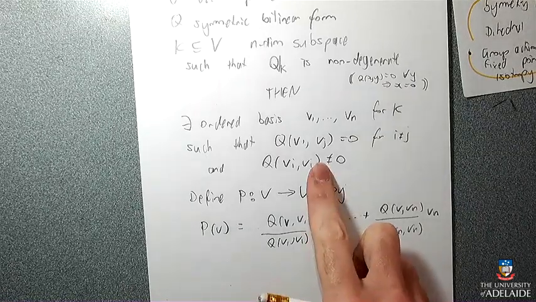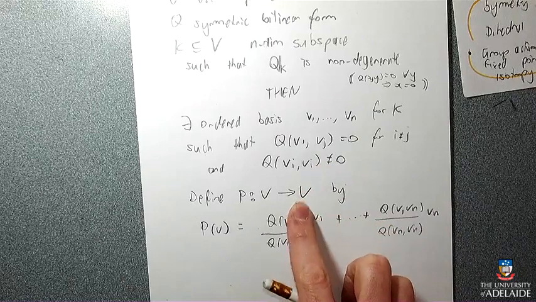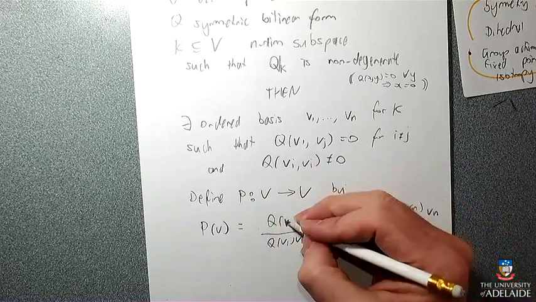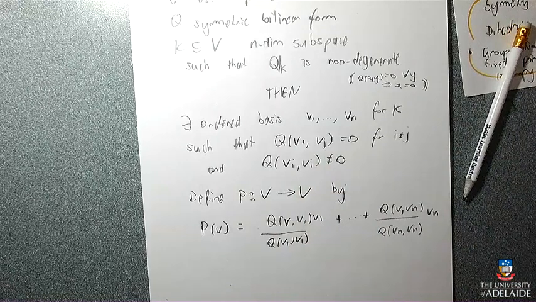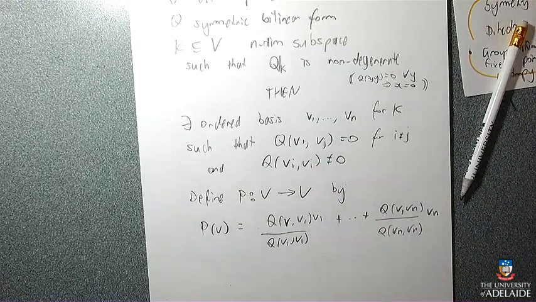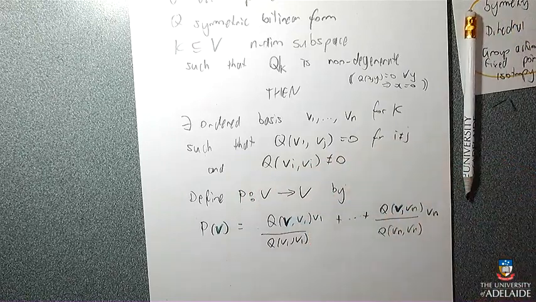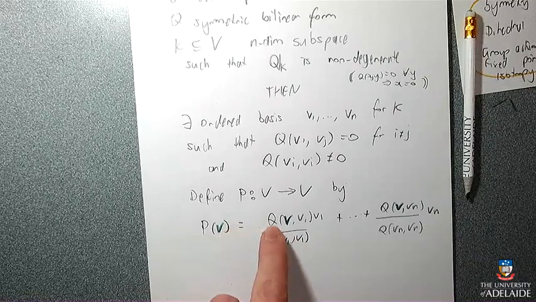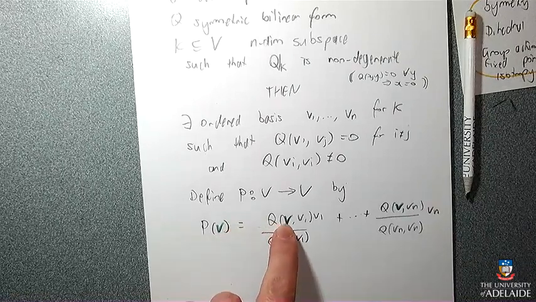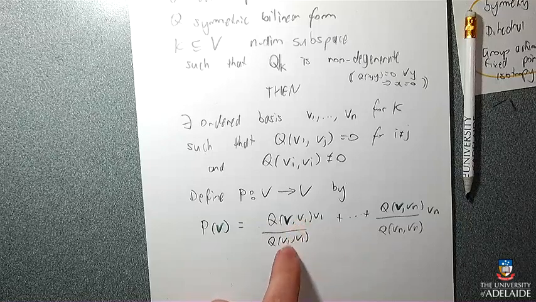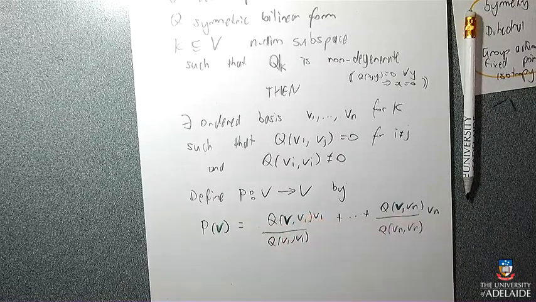Okay, and then so we define this thing. I just want to highlight where the vector is that's the input of this function. It's there. So basically what we do is that we take our input and we do the dot product, in inverted commas, of V with V1 and divide that by the dot product of V1 with itself and use that as the coefficient of V1 and do that for all the other V's.